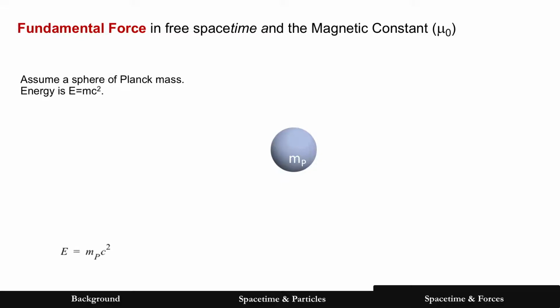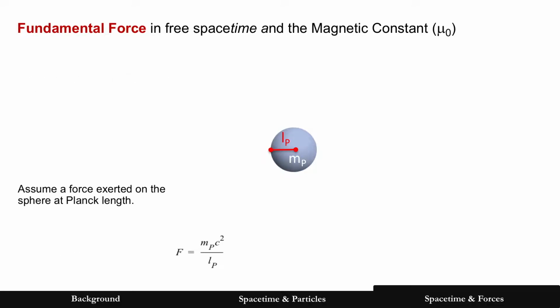Now let's start with the fundamental force. Waves are traveling throughout space, and that's recognized as the magnetic constant or the electric constant with the wave speed in there. But let's go back to the sphere of Planck mass that was shown earlier. Its energy equals mc squared, you can see there. But let's take it as a force exerted on the sphere at Planck length. And what is force? It's energy over a distance. So you can see the equation there.